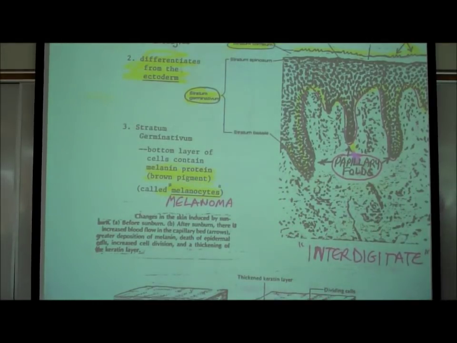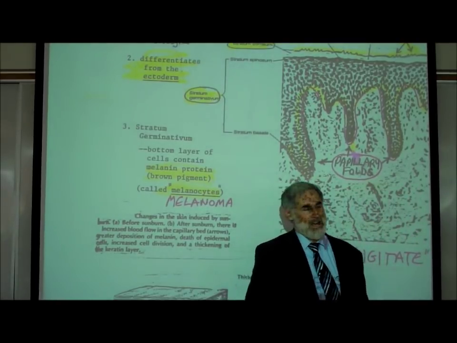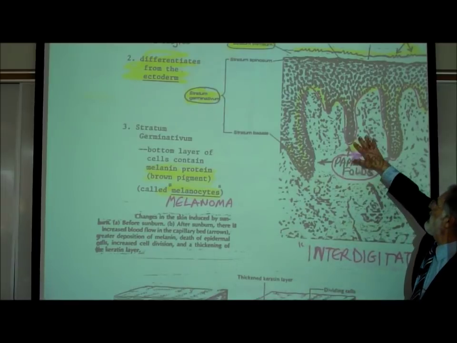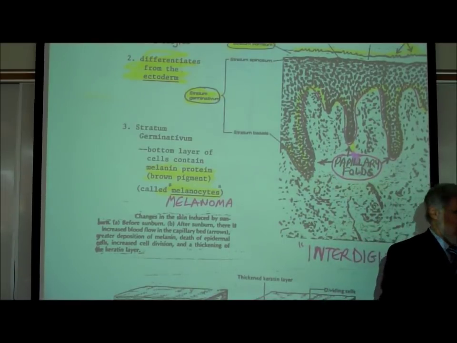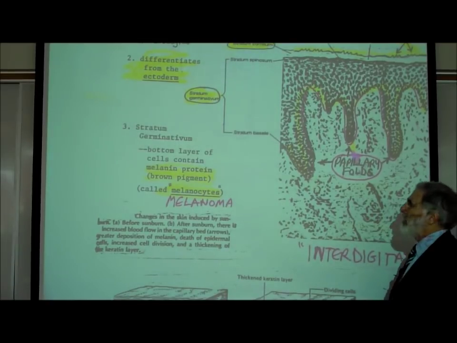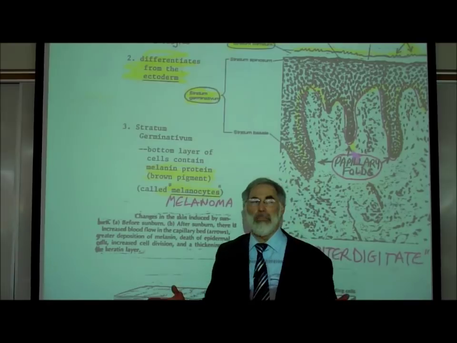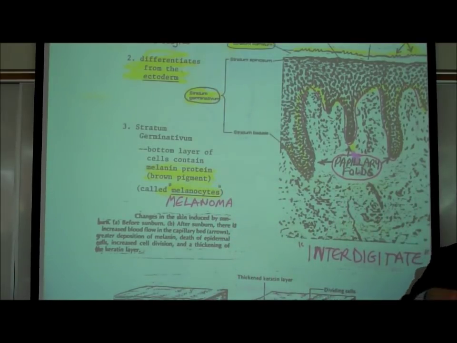Some of those cells in the lower layer contain melanin protein. Now, in fact, not all the cells in the lower layer will have melanin protein, but those that do are called melanocytes because they contain melanin. Now, we have learned that any cell in our body can become transformed into a cancerous cell.